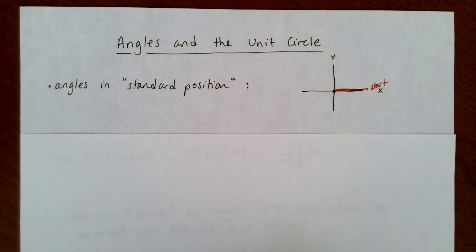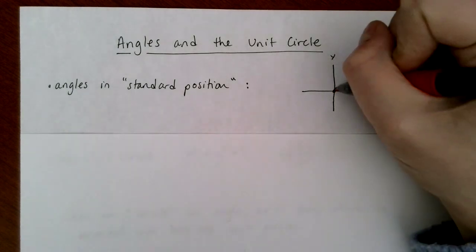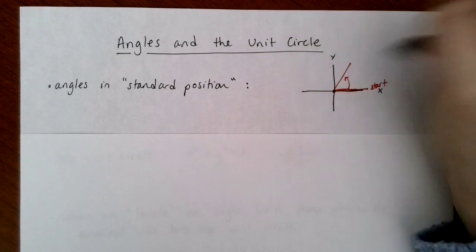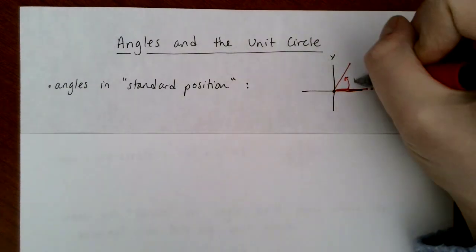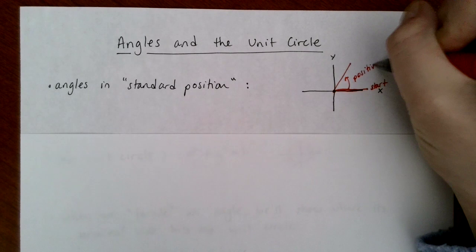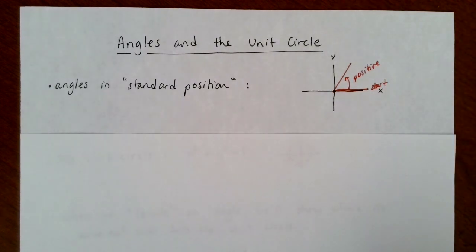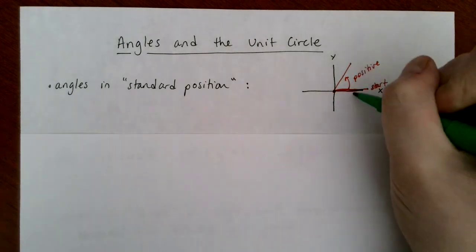And then a positive angle. So if we say, rotate 30, that's going to be counterclockwise, meaning it rotates up this way. So this is a positive angle. And then any negative angle would rotate down in the other direction. So if we do negative 30, that would be down this way.